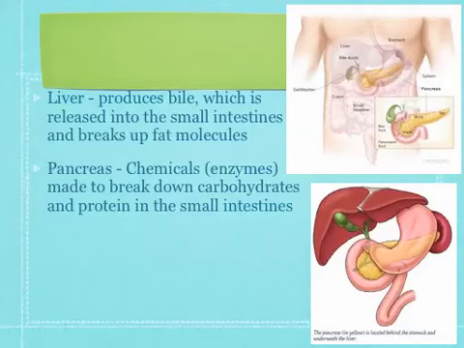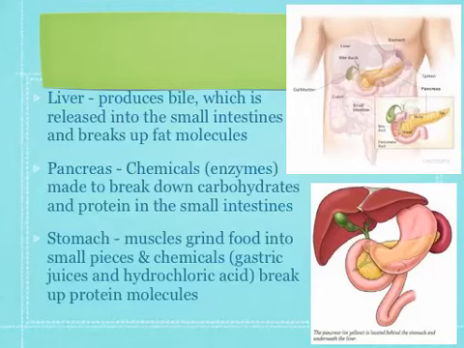So the liver produces bile released into the small intestines, which breaks up fat. The pancreas releases chemicals called enzymes, and they are released into the small intestines, but their specific job is to break down carbohydrates and proteins.